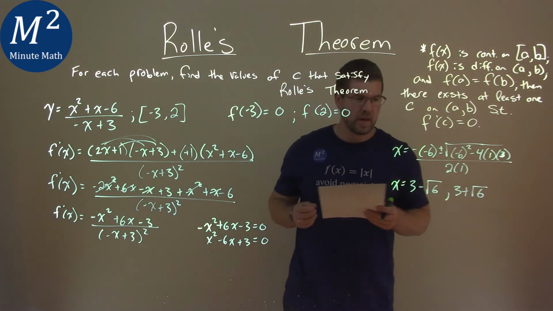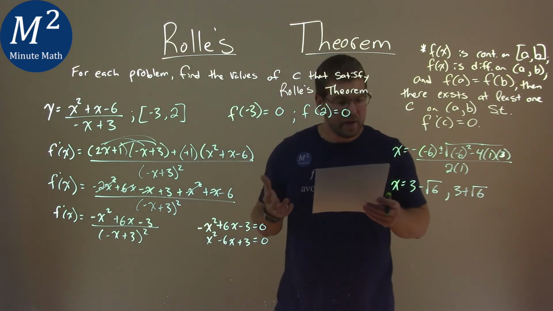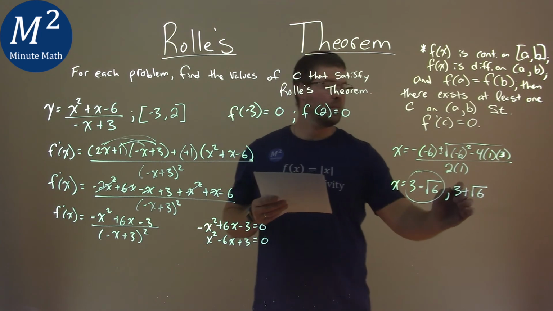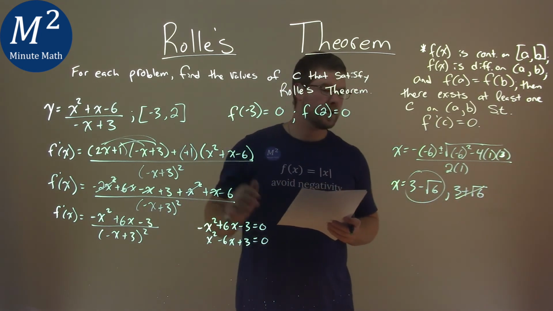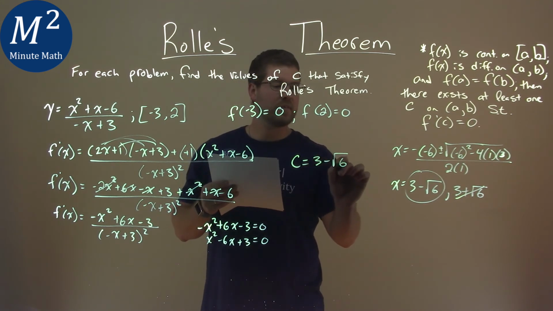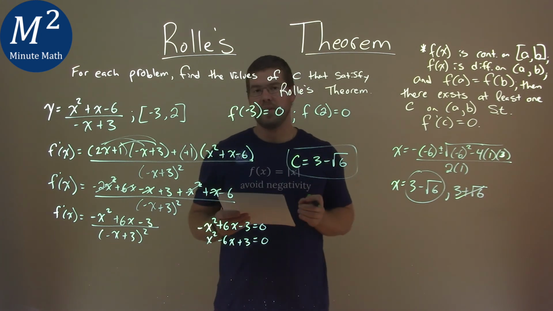All right. So, with that, only one of these values is within our interval, and that is the first one, 3 minus square root of 6. This 3 plus square root of 6 is outside the interval, clearly, and so our c value here is 3 minus square root of 6, and that is the c value that satisfies Rolle's theorem.